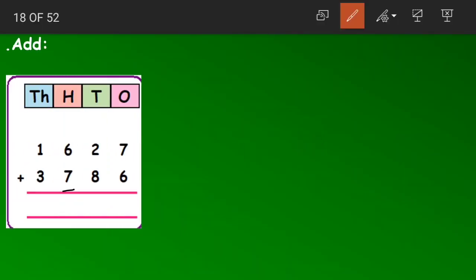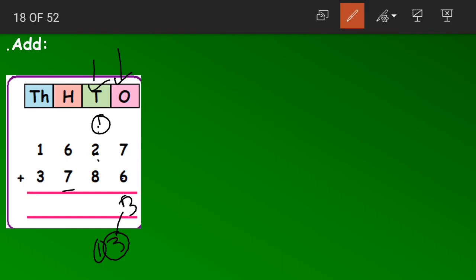1627 plus 3786. In the ones place we have 7 plus 6 which is equal to 13. Again write 3 here which is in ones place and the digit in tens place which is 1 will be carried. Now in the tens place we have 1, 2 and 8.